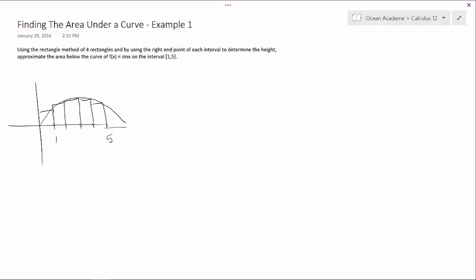Now, we know that when we're finding the area of a rectangle, we're looking at length times width, or in this case, it would be height times the base. So when we're dealing with a curve like sine x, we would be looking at area, and now we're looking at the right endpoint. That will be our f of x, or our sine, times our change in x, which would be our base, that part right there. So we're just adding the area of all of these rectangles.